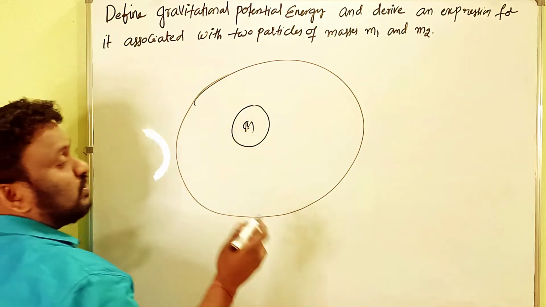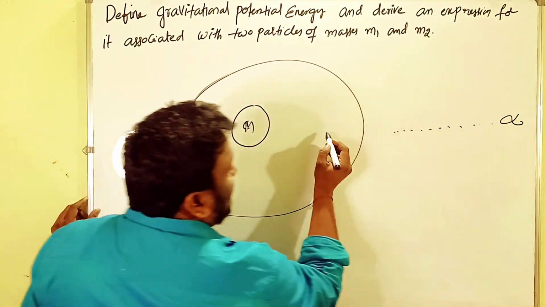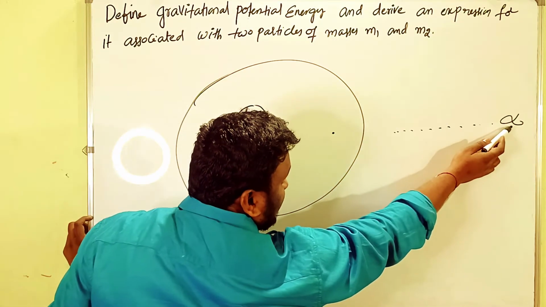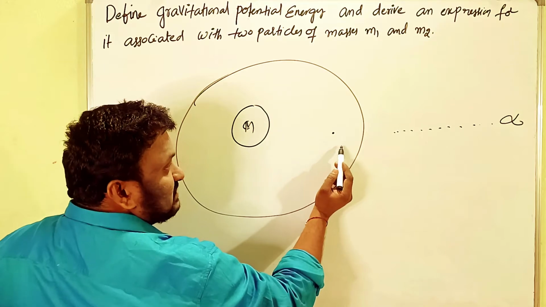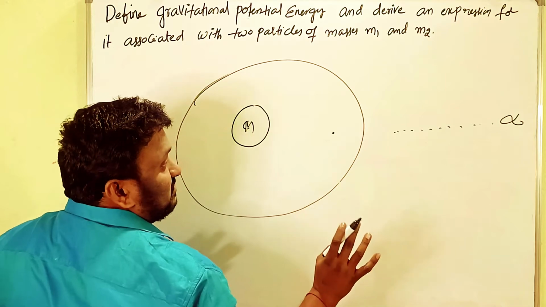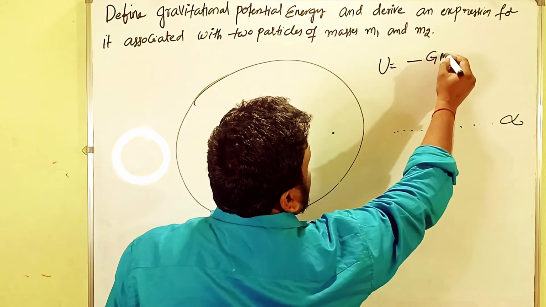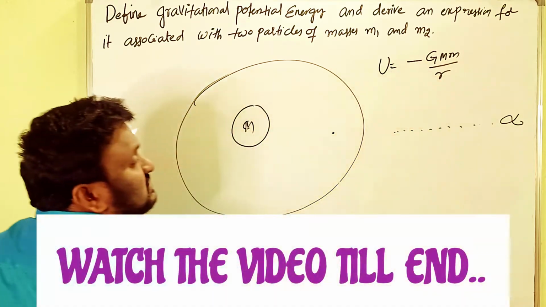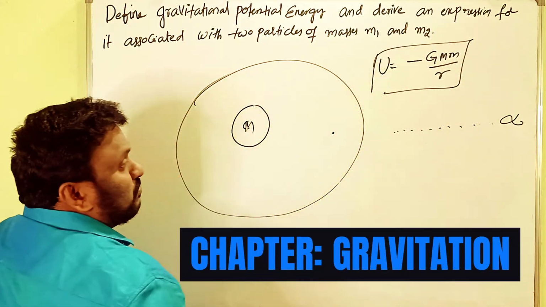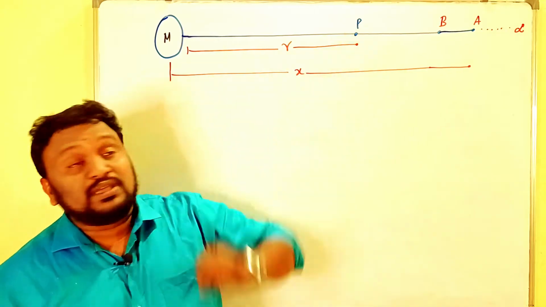So now, children, we want to bring the body from infinity to a point in the field, against the field. That is what we call gravitational potential energy. Gravitational potential energy is given by the formula minus GMm by r. Here capital M is the mass of the earth, small m is the mass of the body. If you take it in terms of particles, we write U is equal to the energy at the point P.